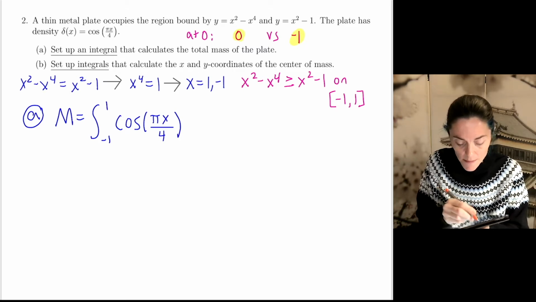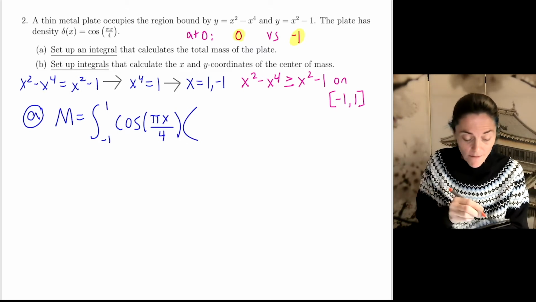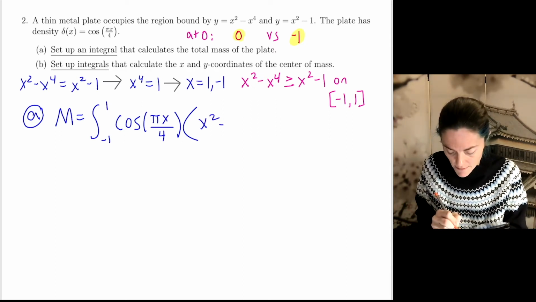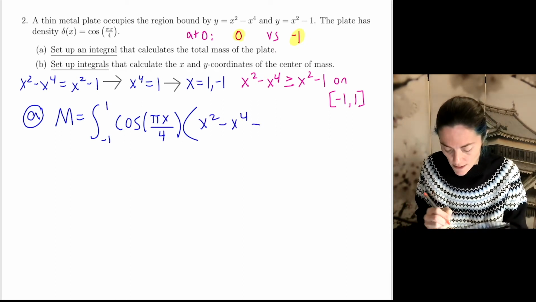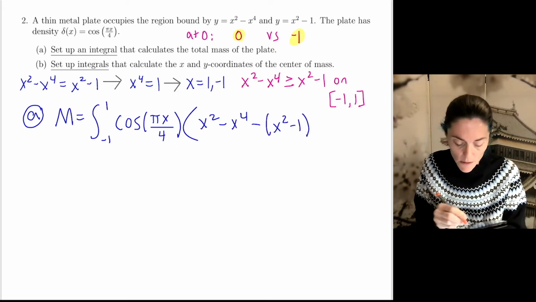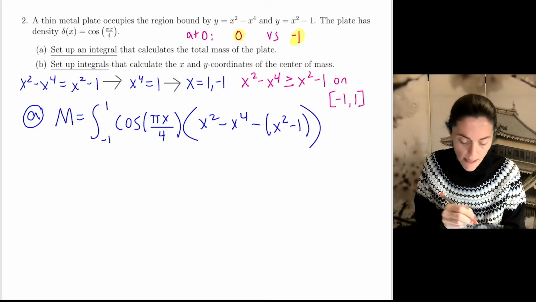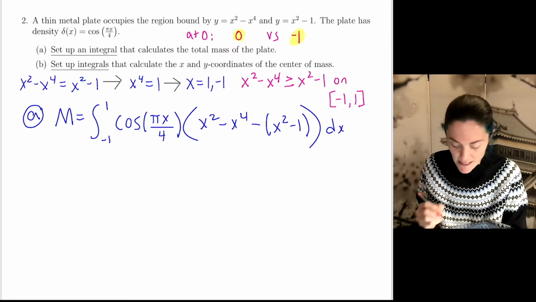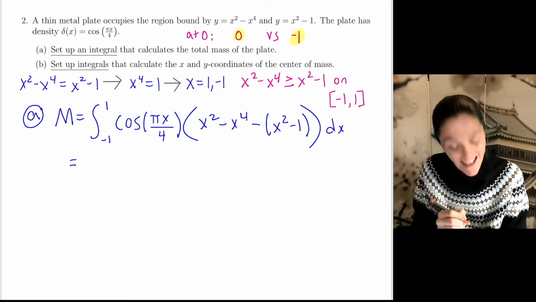And then times upper minus lower. And we figured out what this is. The upper function is here, and then subtract off the lower. Now, maybe because this appears in so many integrals, I will take a step to simplify this, because we will see this in the integrals in part B as well.